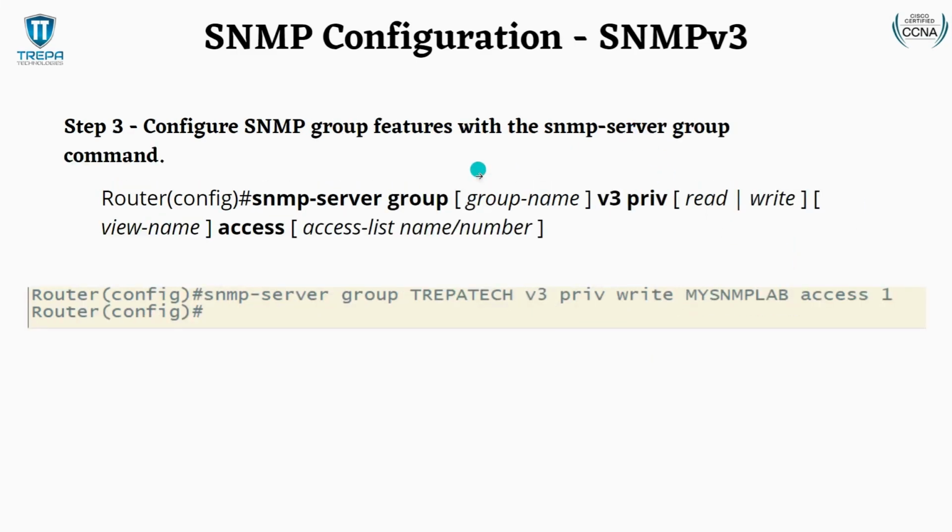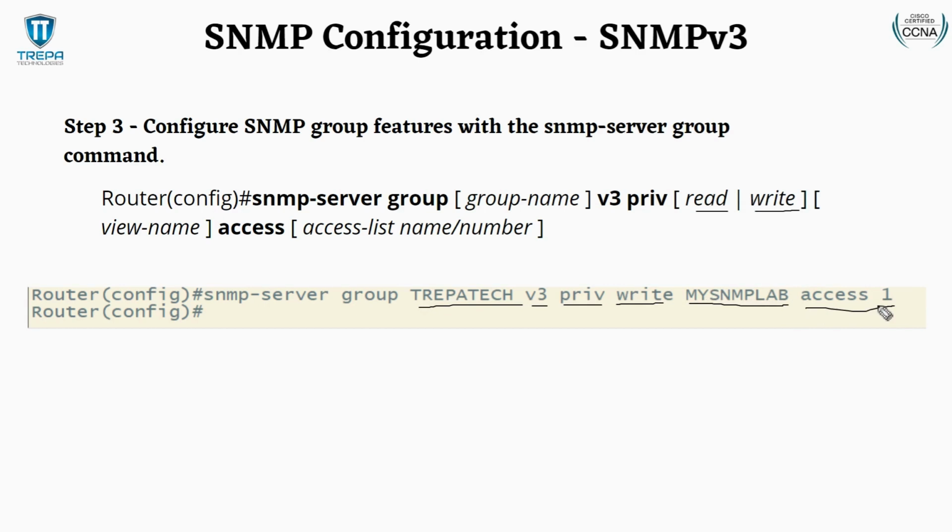All right, and then on to configuring the server group. So now we got to configure the group, and this is where we're going to say, hey, if a user is part of this group, we're going to give them write access. So read or write access, and then it's going to be a part of this view group. Okay, and then also from these IP addresses.